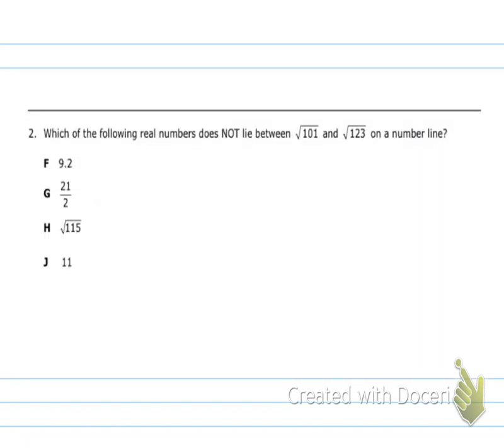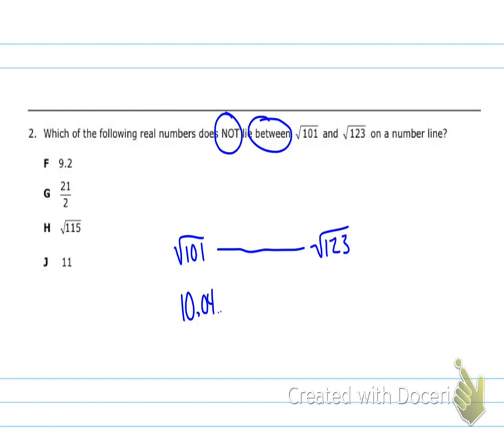All right. On the next one, if you have a calculator, it should be pretty easy. But it says, which of the following real numbers does not lie between the square root of 101 and the square root of 123? So not between. Okay, just keep that in mind. So what I would do is make sure you got your values for the square root of 101, which is 10.04 and then... And then the square root of 123, which is 11.09... It goes on forever.